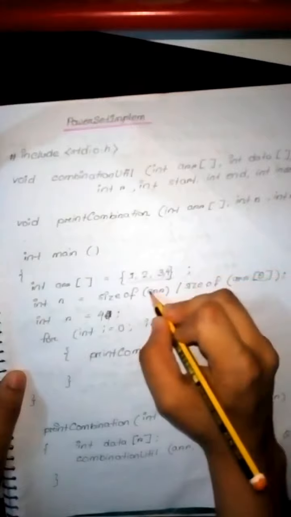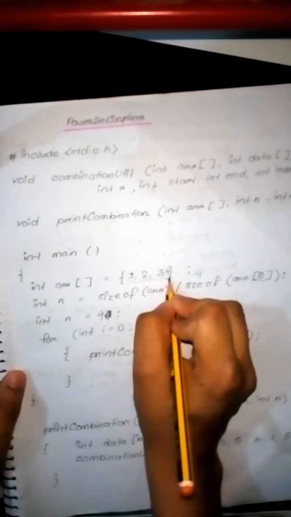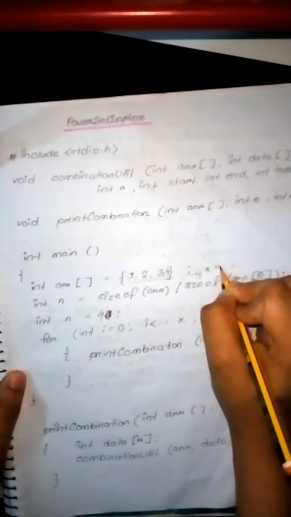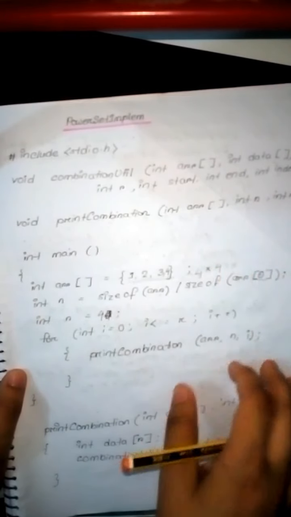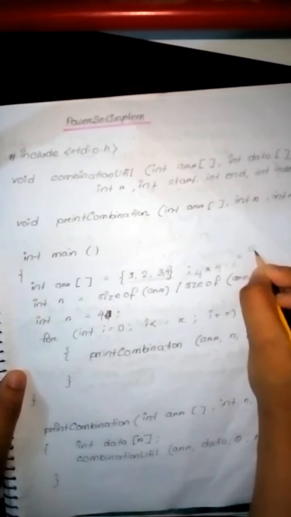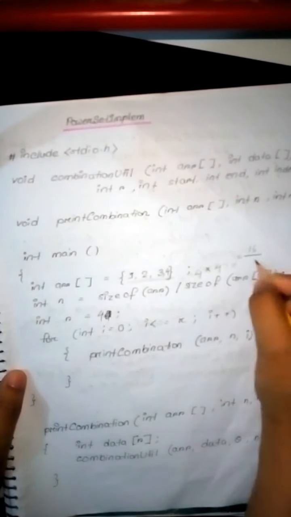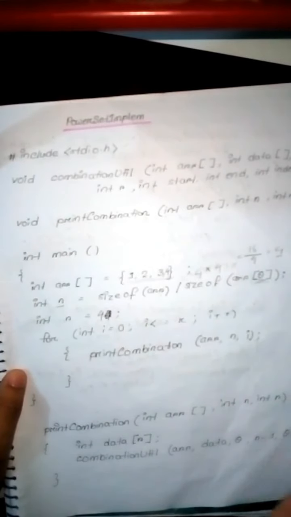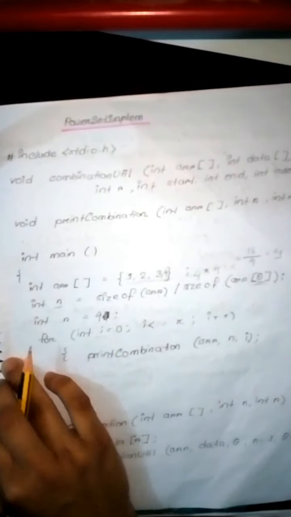It means, if the size of the array is 16, and for integer we know that the size of each integer is 4 bytes, and the size of each element is 4, so we get integer n, that is the number of elements in the array, as 4. So that's it. Then we take integer r equals to 4. Here r is the size of combination that we are going to produce, the maximum size of combination, which here is 4.